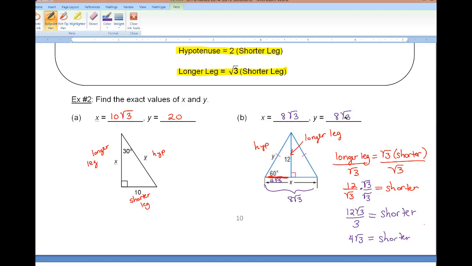I'm not understanding what y is. This is the equilateral triangle. This is the hypotenuse. Well, okay, do it this way. Ignore all this and just double the 4 root 3. Remember, the hypotenuse is always twice the shorter leg.